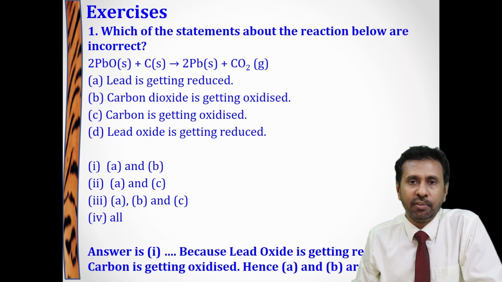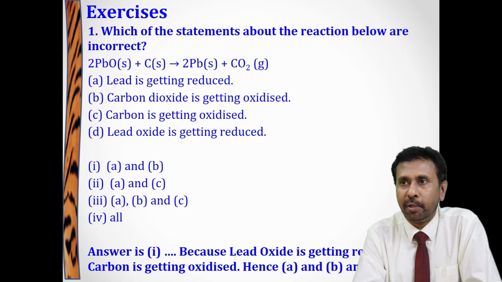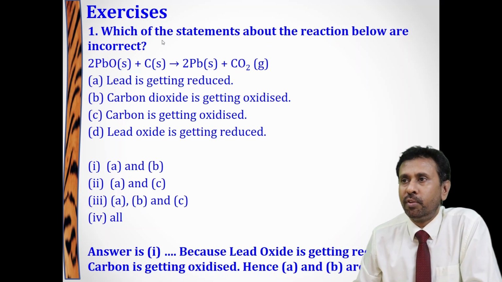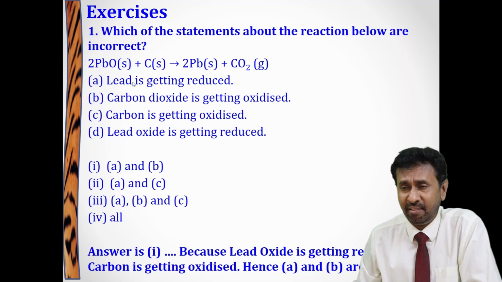It's about the exercises, and let us go ahead and discuss the exercises that are given at the end of the chapter. So the first question: which of the statements about the reaction below are incorrect? Lead oxide plus carbon gives lead plus carbon dioxide. Lead is getting reduced? No, it's the lead oxide that gets reduced. So A is incorrect.